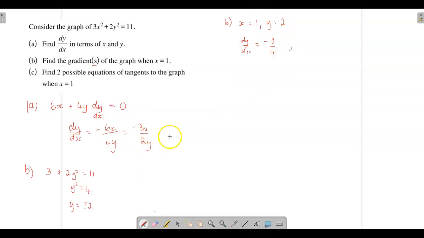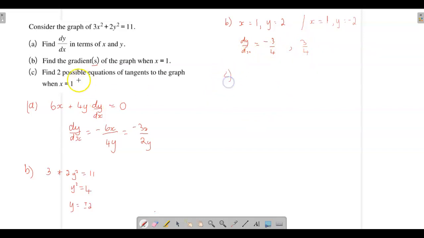So the second answer would be to substitute in where x equals 1 and y equals -2. And so that gives me -3 divided by -4. So this one gives me 3/4. Okay, so I've got these 2 possible gradients.